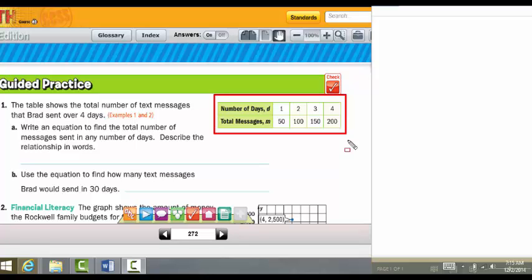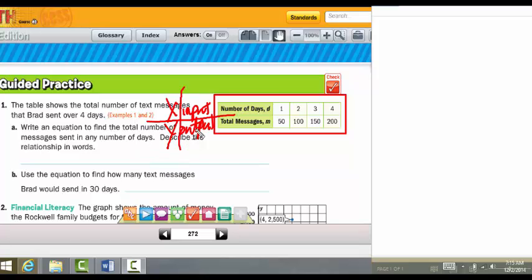So the way that I would start to look at this is, remember this, we always have an input here and we have an output here. So we could consider this our x values and this our y values in the table. So those are a couple of things that you can think about in regard to this.